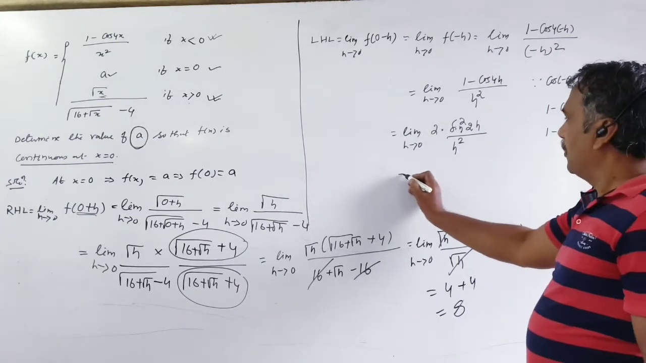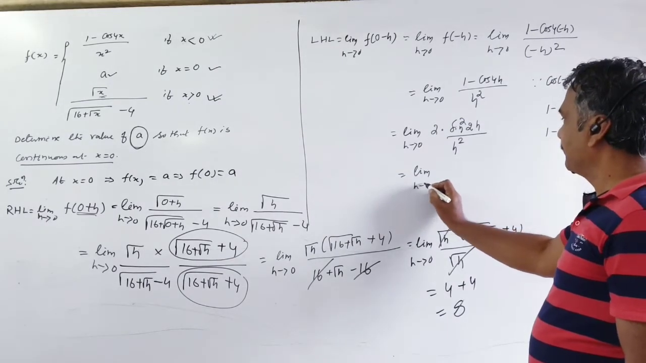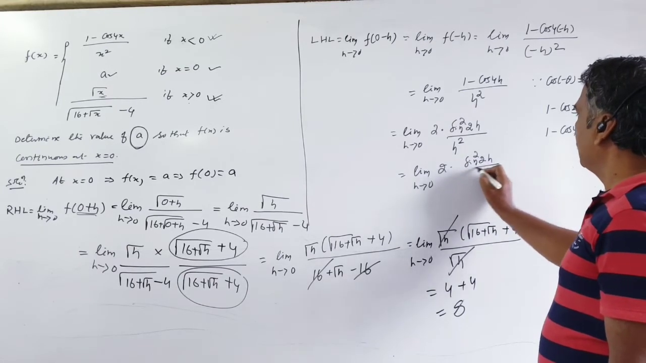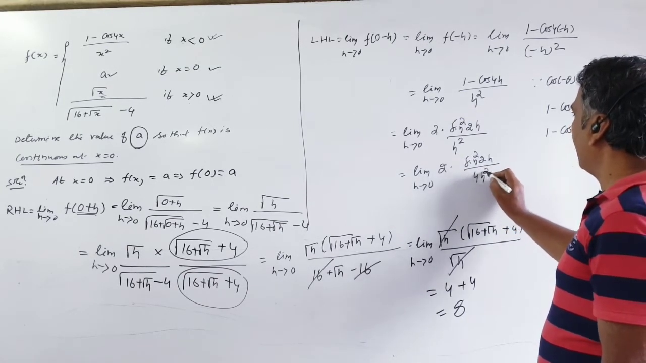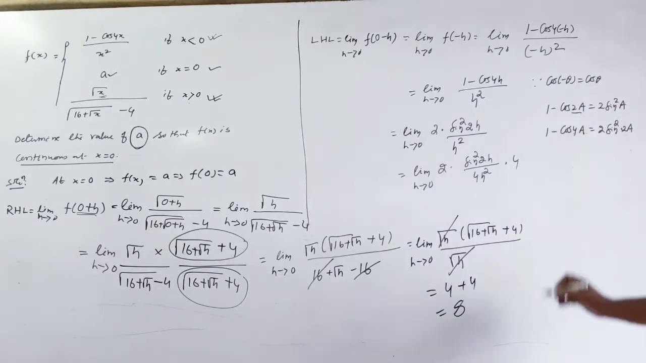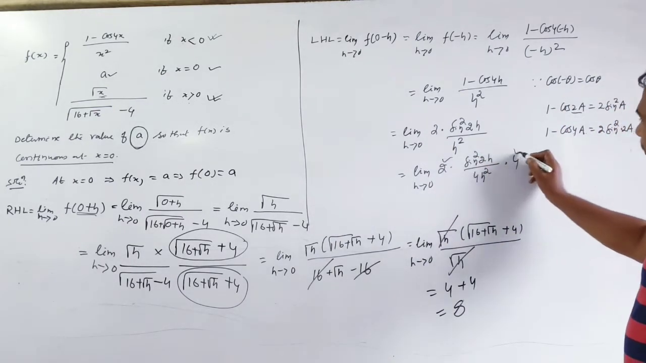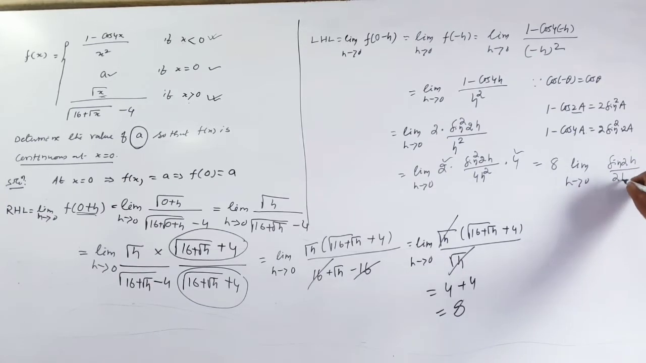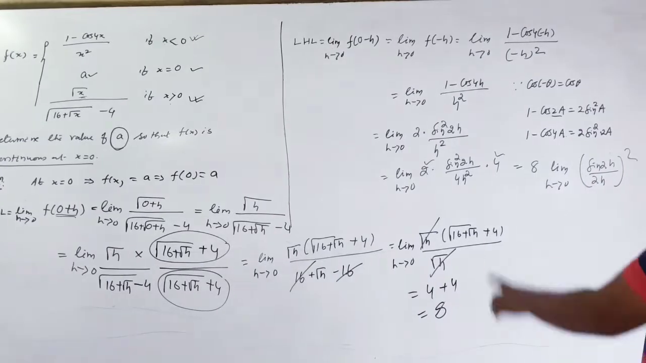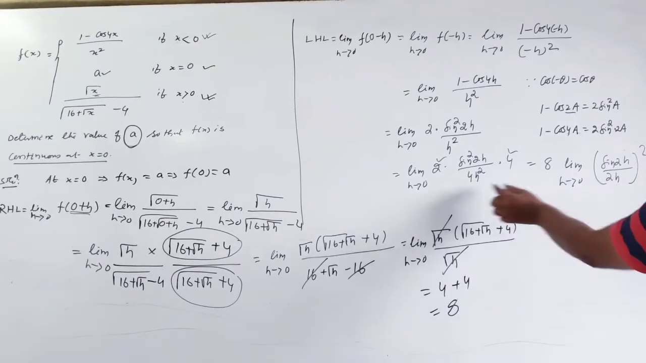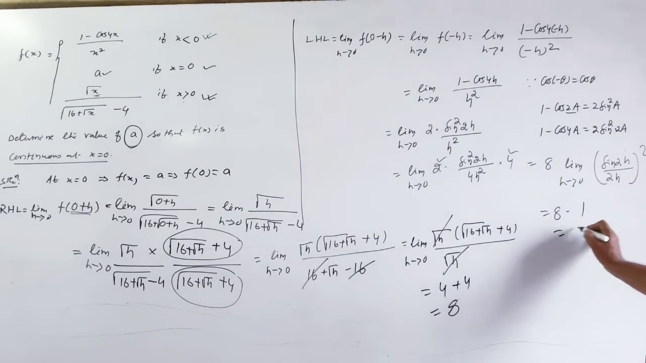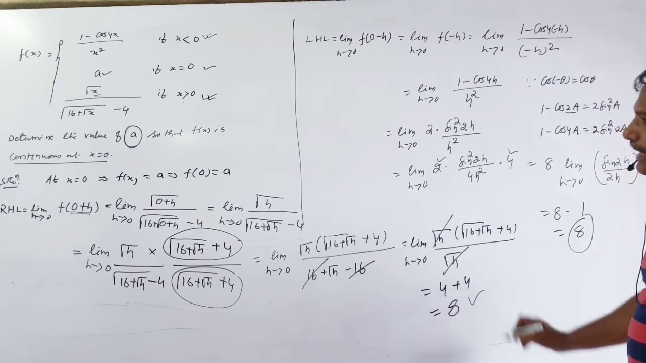Now multiply and divide by 4, limit x tends to 0 of sin 2h by 2h whole square. Okay, so 2h whole square is how much? 4h square. So what is the limit for this one? It is 1. So here 8, here 8.